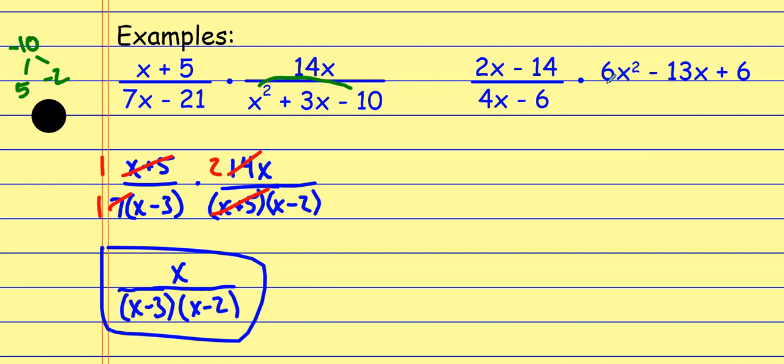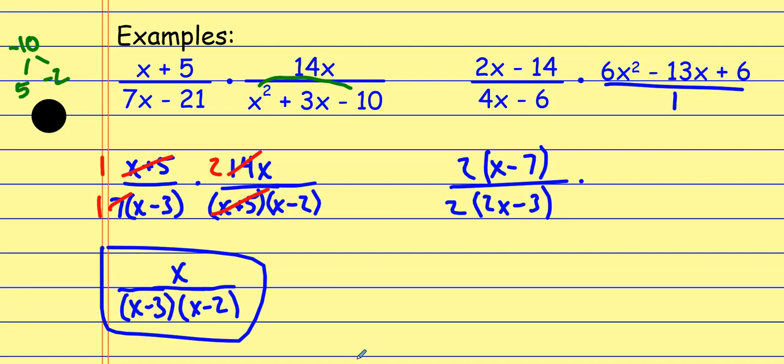If I look at this one, again, this guy, we can treat it like a fraction, and so like over 1. But now I factor everything completely. So that first numerator, I can factor a 2 out. That leaves me with an x minus 7. The denominator, I can factor a 2 out. That leaves me with a 2x minus 3.